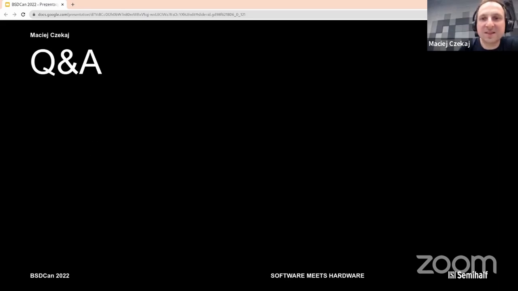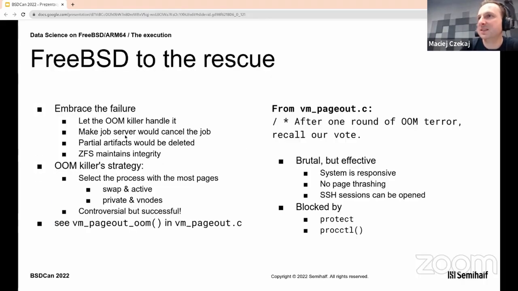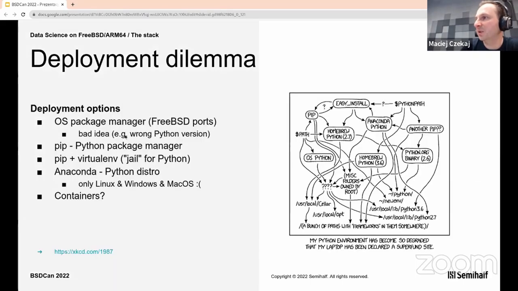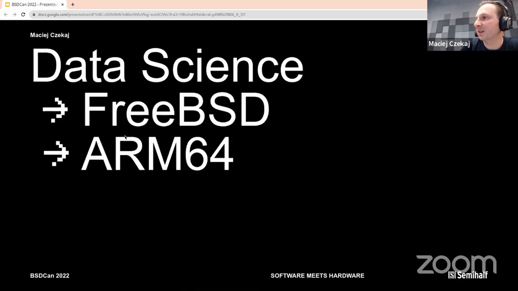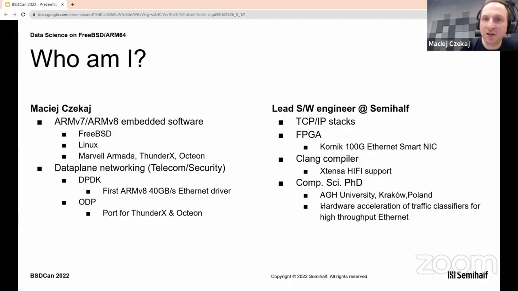Okay, the title of my thesis and the link to it. So yeah, that is a kind of omission, I would say. The title of the thesis is here on my slide: Hardware Acceleration of Traffic Classifier for High Throughput Ethernet. And I can provide the link as well.